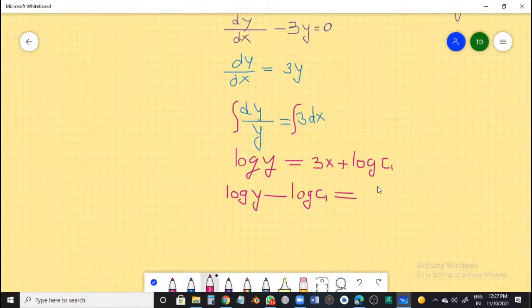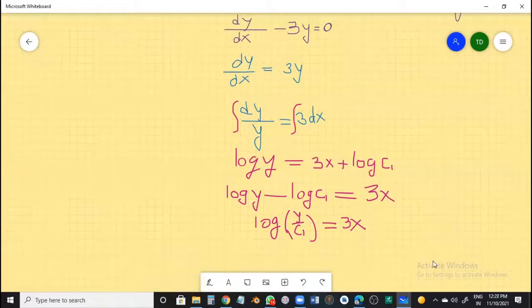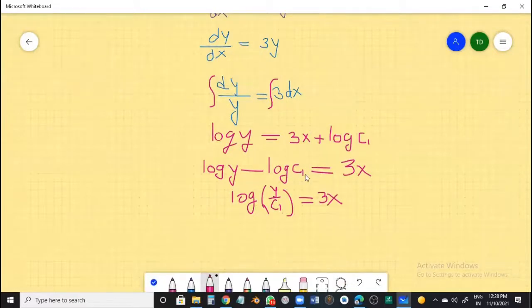So this is 3x, and we reduced it just now as log of y upon c1 is equal to 3x. Do you agree? I think now it's okay. Yes. Have I written correctly? Okay, only one response.